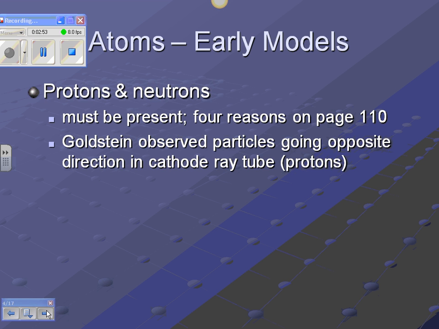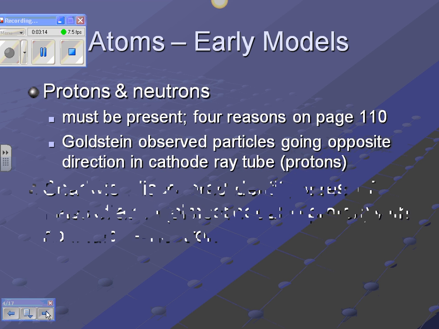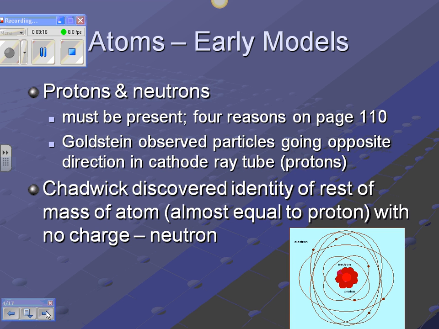Goldstein did observe particles going the opposite way. Basically, he replicated Thomson's work, and he saw there was actually a back ray. The forward ray was going to be the electrons, a cathode ray, but he did observe in a different set of environments that there was a back ray, and he called those protons. So now protons exist, and the question is, okay, what does that look like?